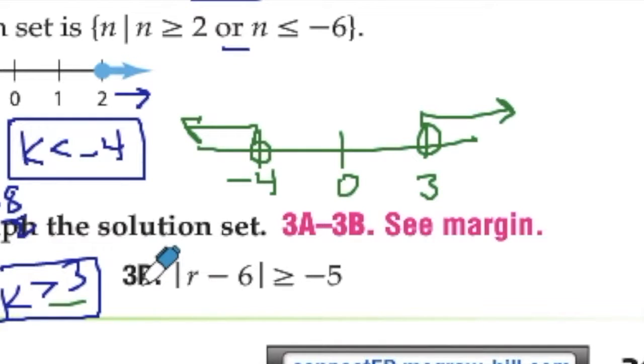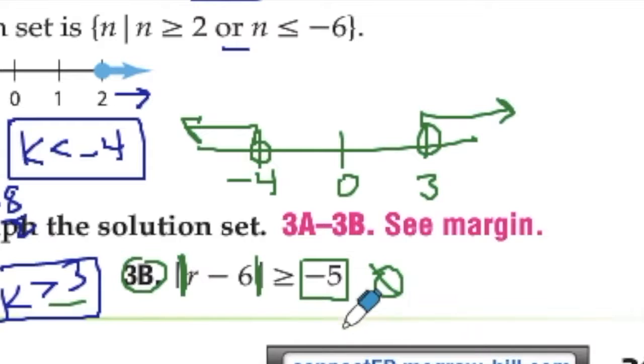Let's try another one here. 3b, though, actually is no solution, because no matter what, we're never going to get a negative number when we have absolute value. So the solution set there is the empty set for 3b.